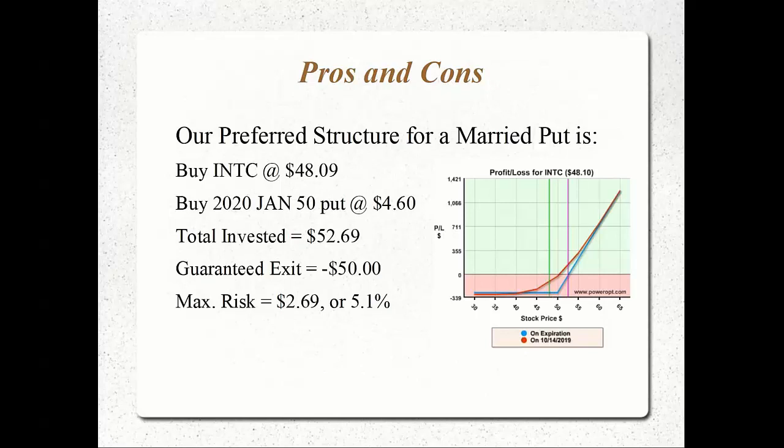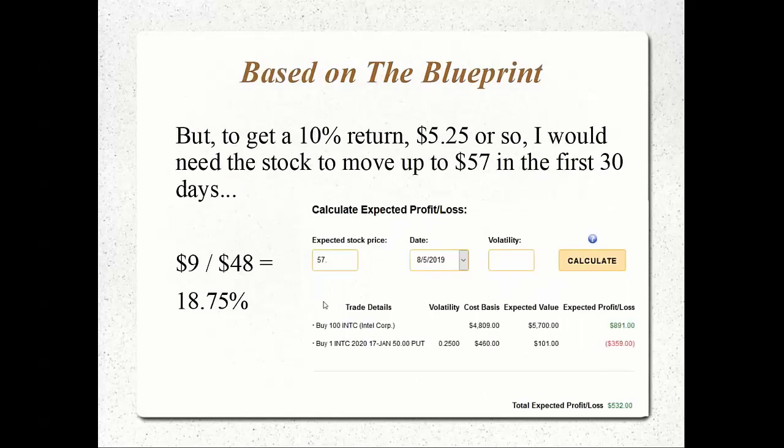So for the next almost 220 days, about six months out in time, I'm only risking $2.69, or $269 for 100 shares and one put, or 5.1% of my total investment. There's our 5% risk.